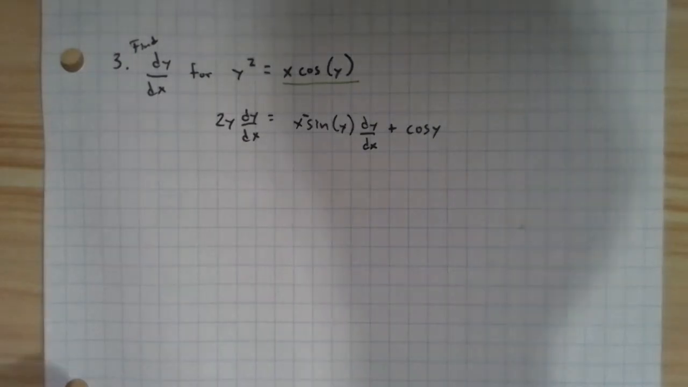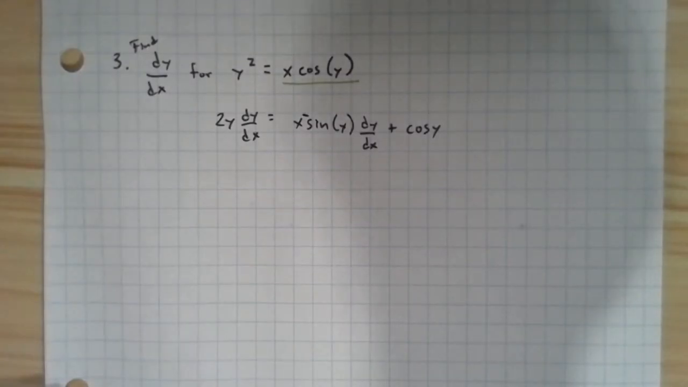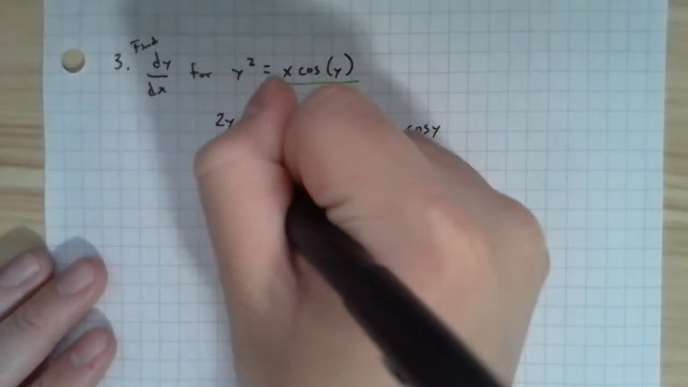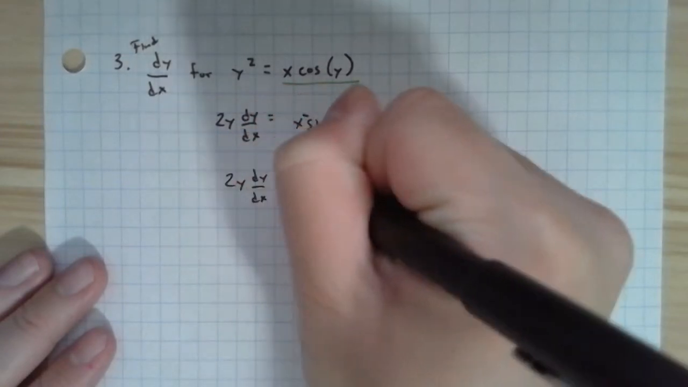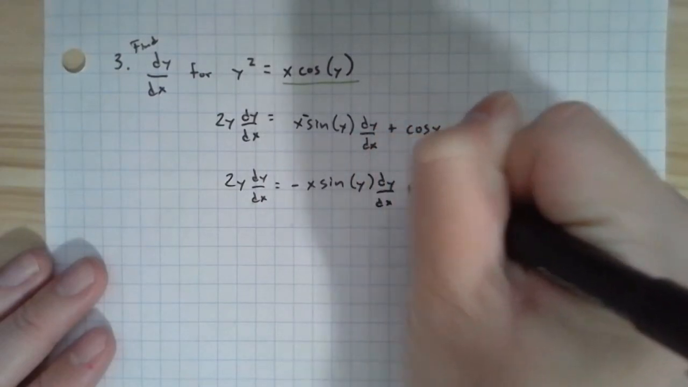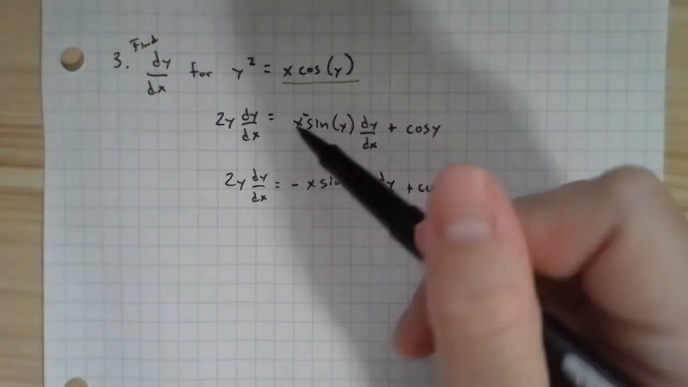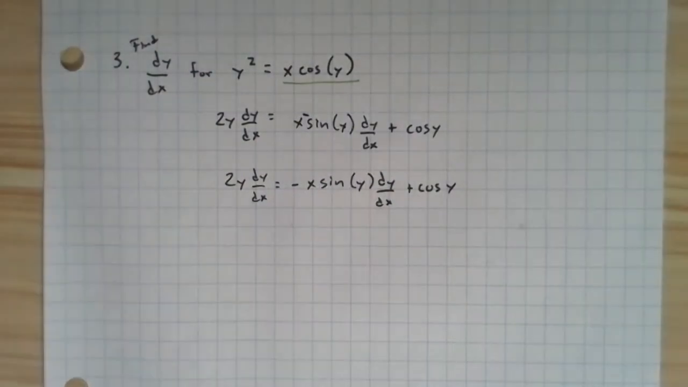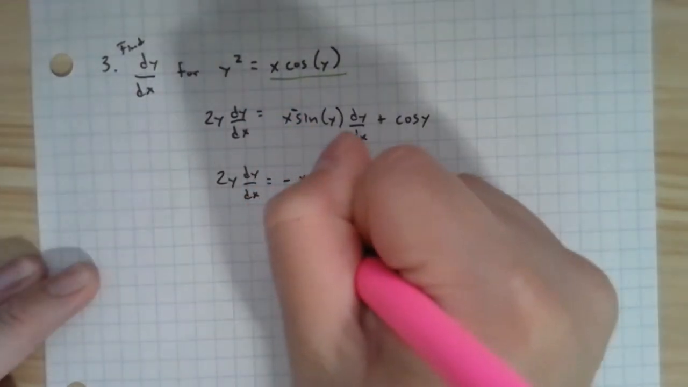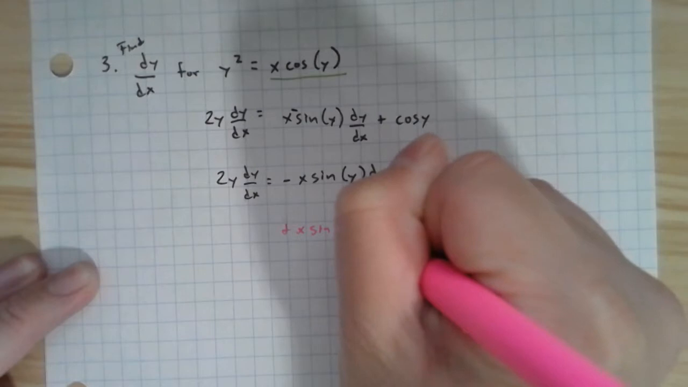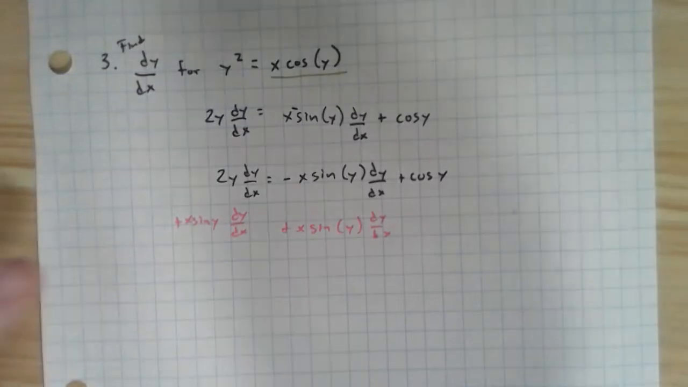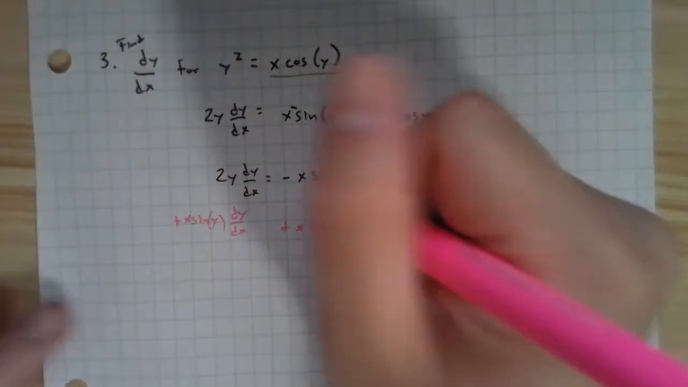So then, let me just clean it up a bit, because I don't like how I wrote that out by forgetting the negative. So then I'll get negative x sine y dy dx plus cosine y. So all I did was clean it up, move the negative to the front there. These two here have dy dx's, so I want them together. So I'm going to add x sine y dy dx to both sides. Cancel out here.